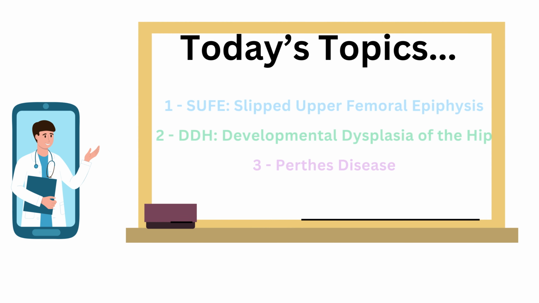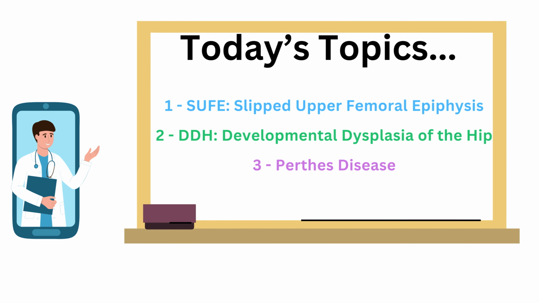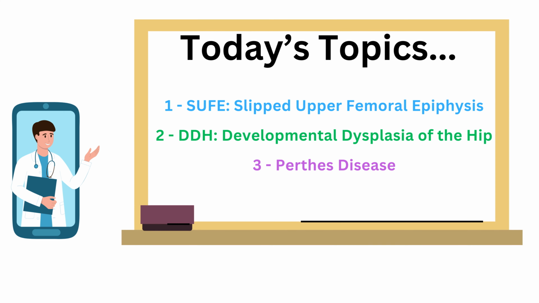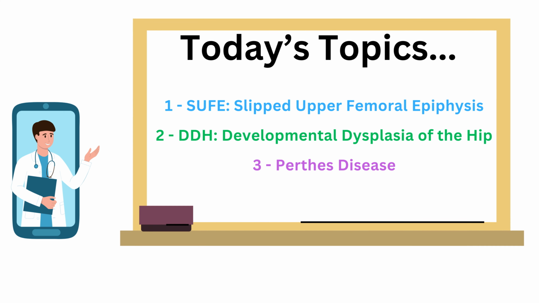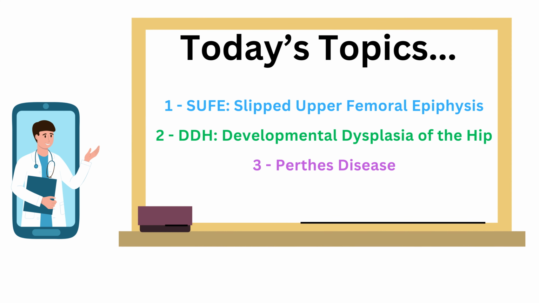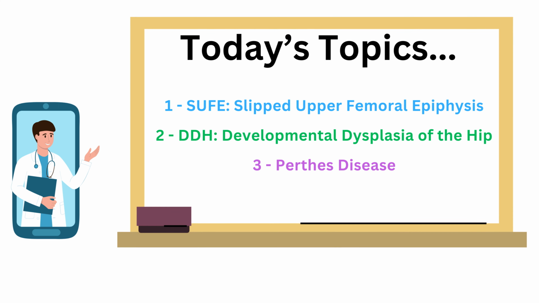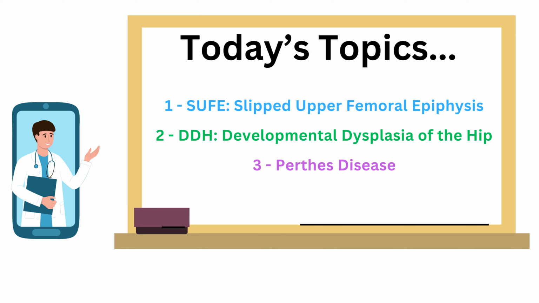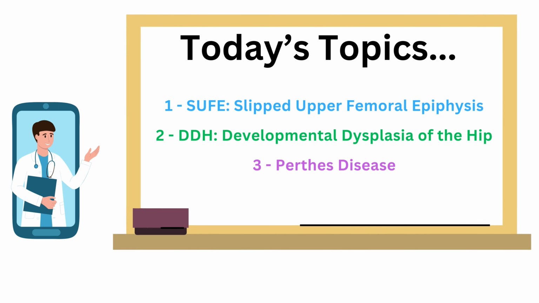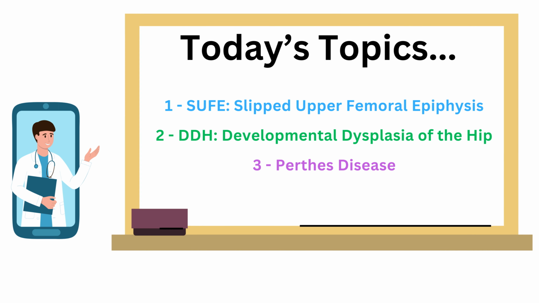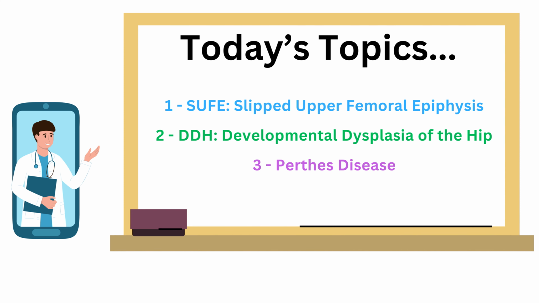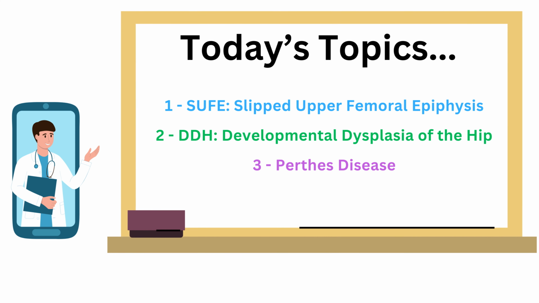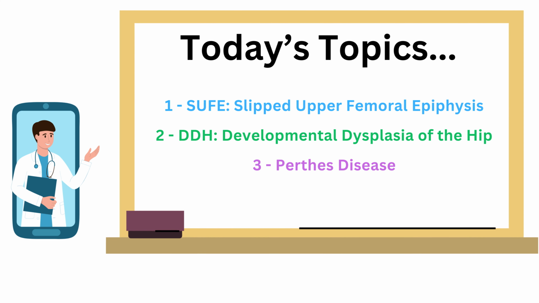In today's teaching session, we will be covering three pediatric pelvic pathologies. These are SUFE, which stands for Slipped Upper Femoral Epiphysis, DDH, which denotes Developmental Dysplasia of the hip, and finally, Perthes Disease. However, before we can learn about these pediatric pathologies, we must know what a pediatric bone looks like, as it's very different to the makeup of adult bones. Let's dive in.